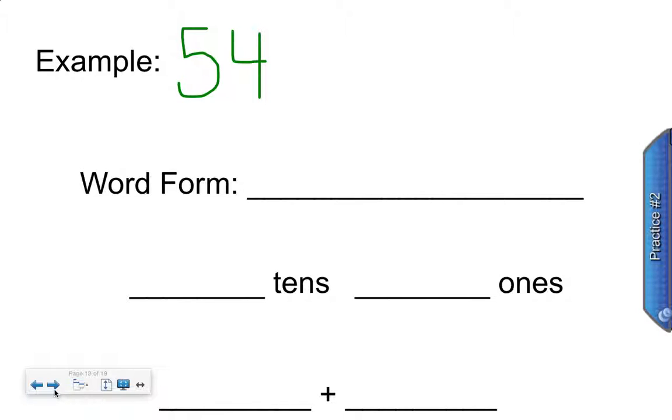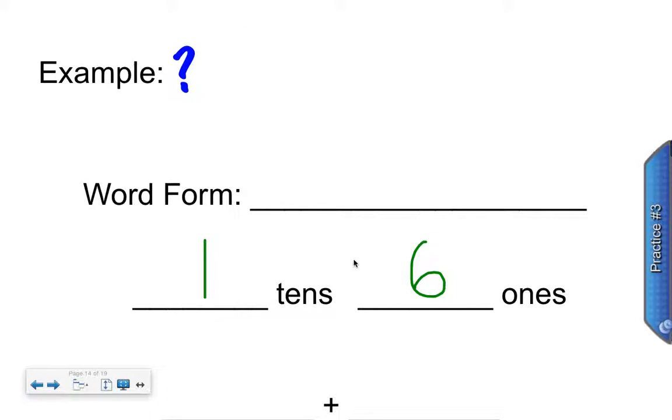And then this one is from their worksheet that they would get at the end of the lesson that's off of the book. And it's just how it is worded in the assignment. So they would get the number 54, and they would have to write the word form, write how many tens, how many ones, so it'd be 5 tens and 4 ones. Then they would just write 50 plus 4.